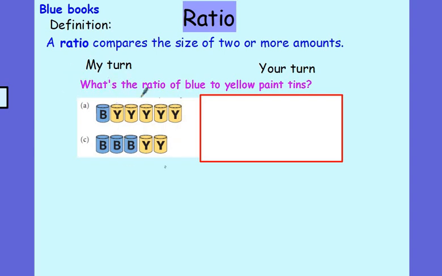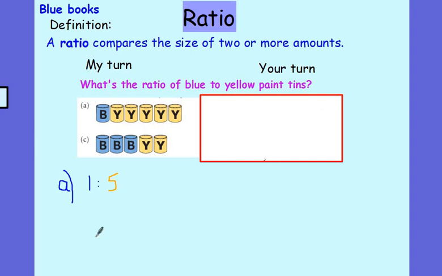Okay, pens down. I'm going to go through an example and you're going to do an example. My first example, it says, what's the ratio of blue to yellow paint tins? I've got 1 blue one and 5 yellow ones. So for A, I'm going to write that in the ratio 1 to 5. So for every 1 blue paint can, I've got 5 yellow ones.